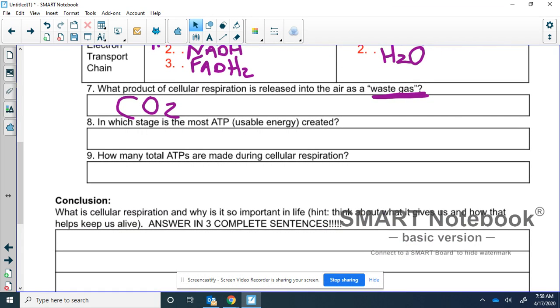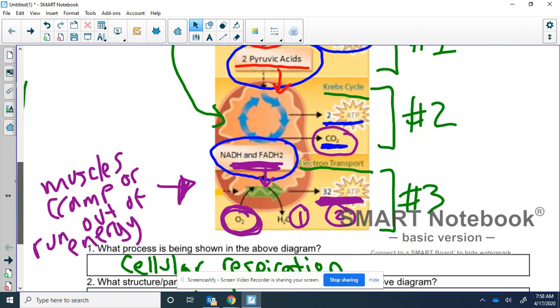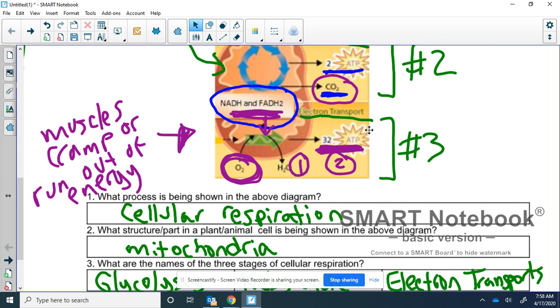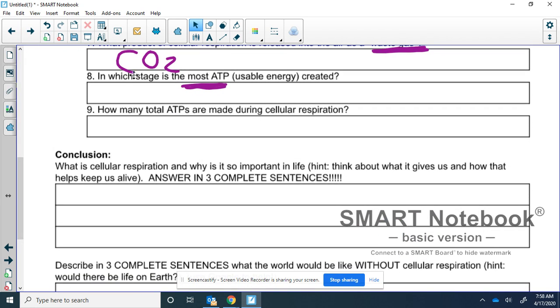Next question, in which stage is the most ATP created? Well, I just kind of talked about that. The whole point of this process is to get to the last stage. And in the last stage, we make 32 ATPs. So which stage? The last one, which is called electron transport, makes the most ATPs.